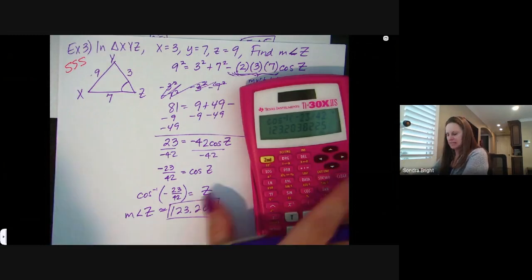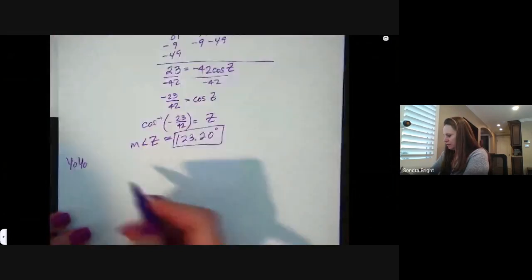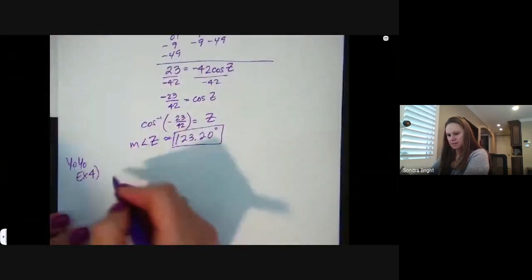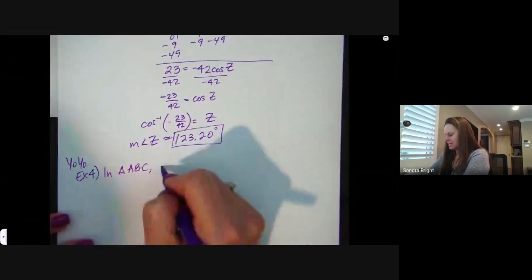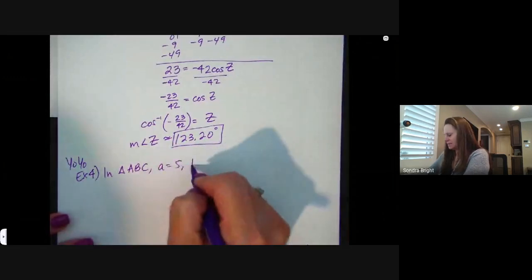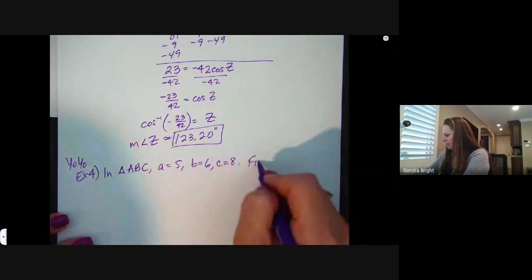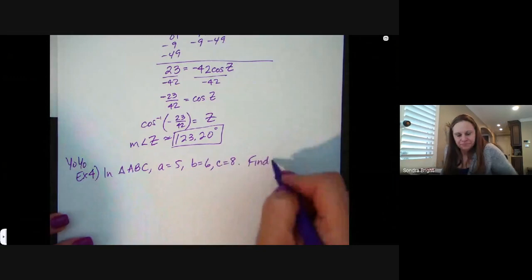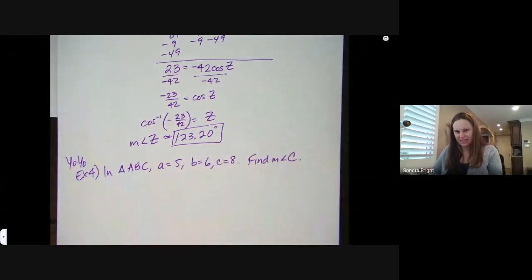See if it made sense. In triangle ABC, side a is 5, side b is 6, and side c is 8. I want you to find the measure of angle C. All right, pause the video right here. Try it on your own. See if you get it.